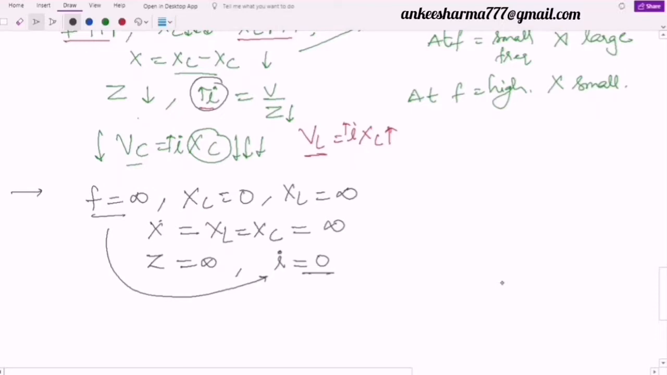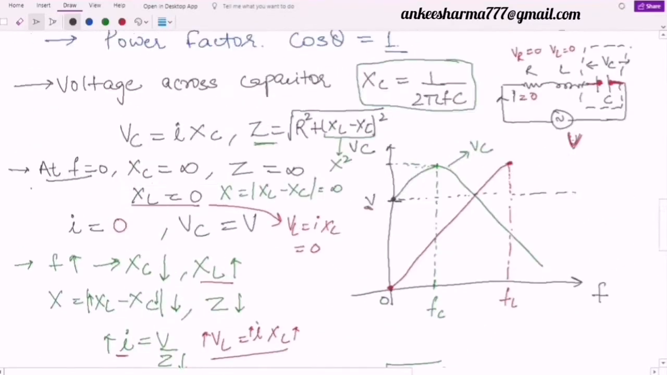It means that if I talk about this VL, or the voltage across this inductor, it will be equal to I into XL. No doubt at f equal to infinity, my XL has increased to infinity, but my I has reduced to 0. It means the overall value will come out to be equal to 0. So if I talk in terms of my graph, we will see that after this value, it will start decreasing, and somewhere at infinity, I don't know where infinity is, somewhere at this point or maybe further, I can't draw infinity. At that point, this VL value will be equal to 0. So this is the curve for the VL.